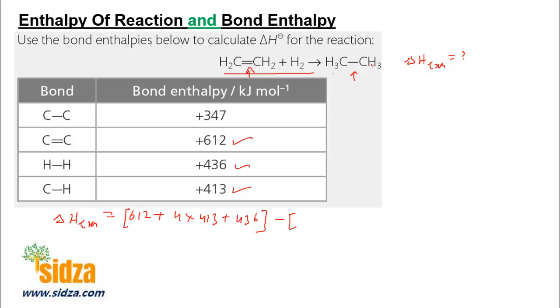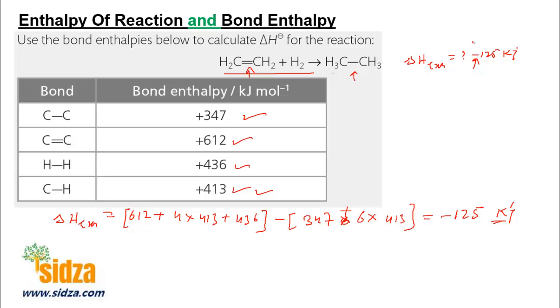And in the products we have a carbon-carbon single bond. The bond strength is 347, plus there are 6 carbon hydrogen bonds, right? 3 here, 3 here, so that means 6 times the carbon hydrogen bond strength, which is 413. Now when I simplify it, it comes out to be negative 125 kilojoules. That means the heat change here is minus 125 kilojoules. This is the energy released here again. Why? Because it is negative here. That means the process is exothermic, right?